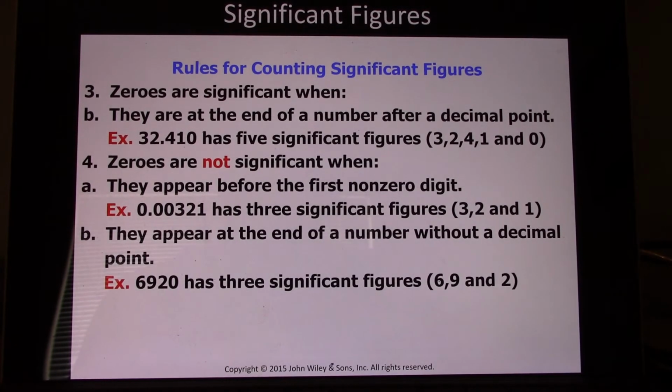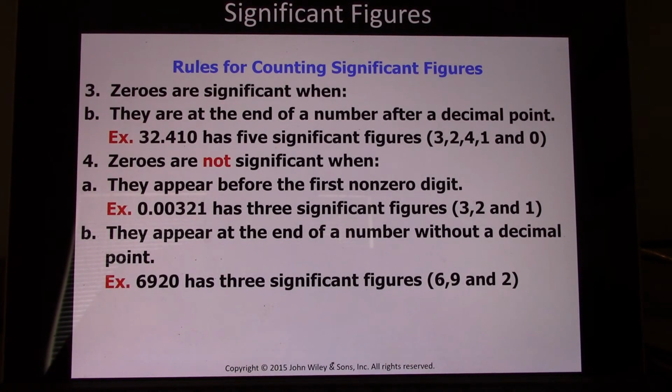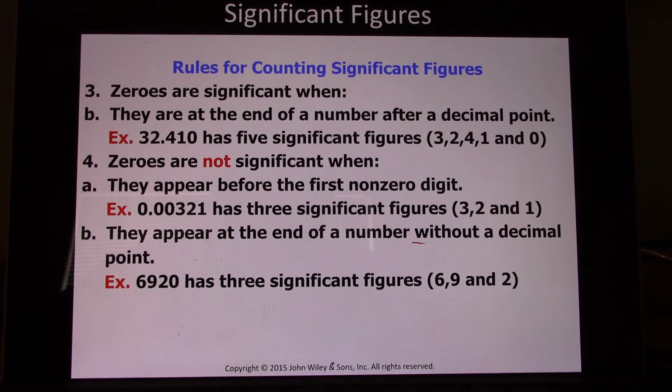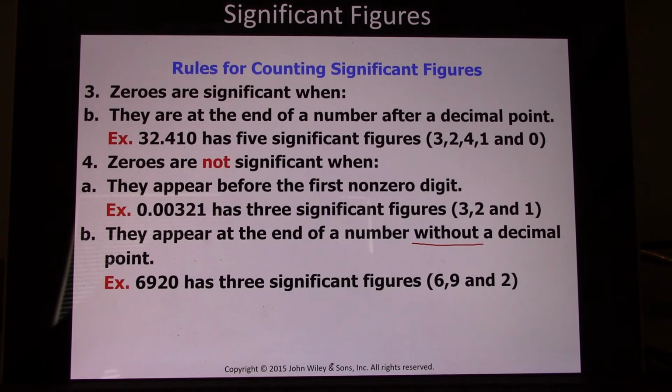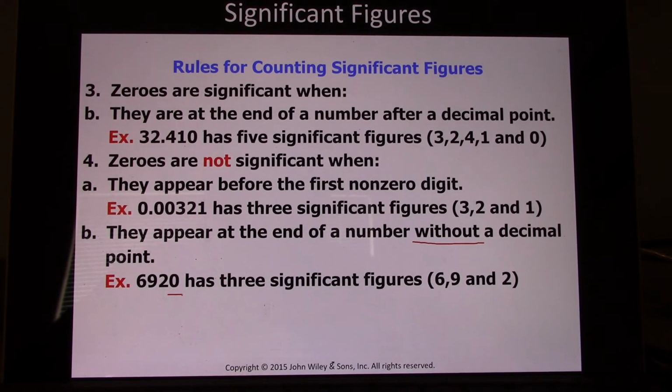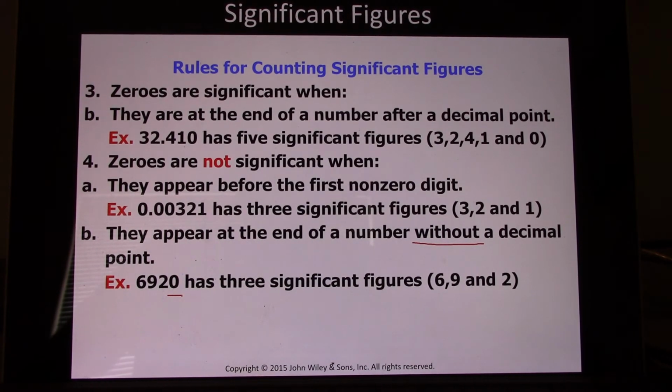They don't signify anything. If a zero ends up at the end of a number with no decimal point, and that is absolutely essential here, because if there is a decimal point, it's significant. But if there's no decimal point, it's not significant, because again, it's a placeholder. There's no way to write 6,920 without that zero in the ones place. It's a placeholder, and so we have to put it there.